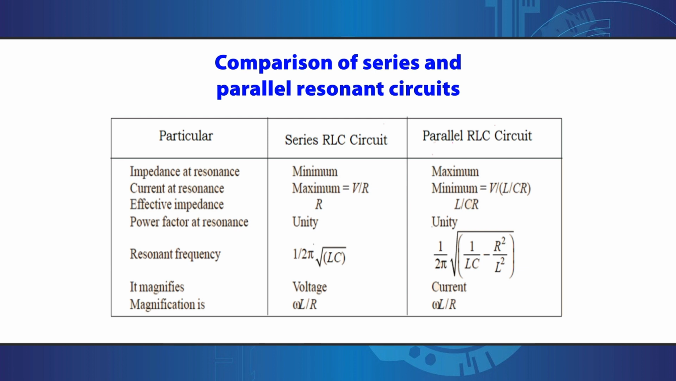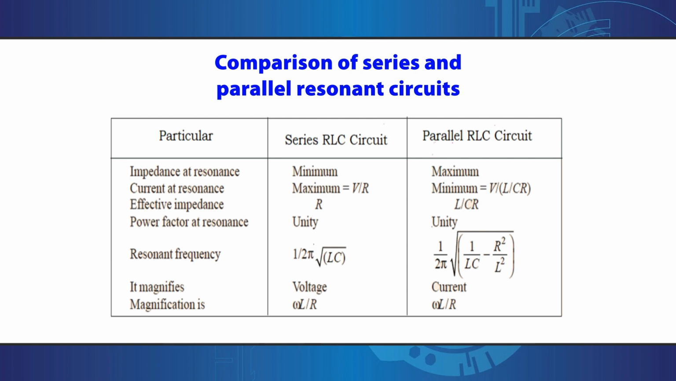And if you are talking about the effective impedance, in series RLC circuit it is equal to the resistance. If we are talking about the parallel RLC circuit, it is equal to L upon CR. Because in both the cases the current is in phase with the voltage, that means phase angle is 0.